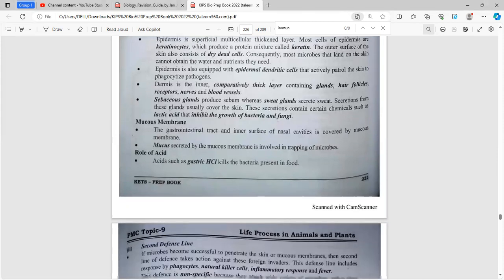Similarly, in the alimentary canal, the HCl has an extremely low pH of 2. Most bacteria are unable to survive within such a low pH. So basically it helps keep a check on the microorganisms.